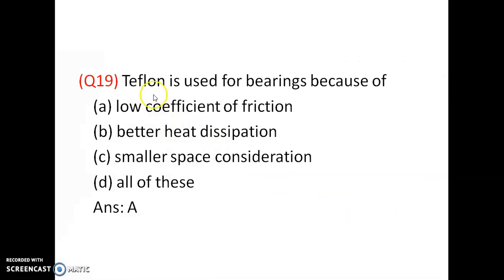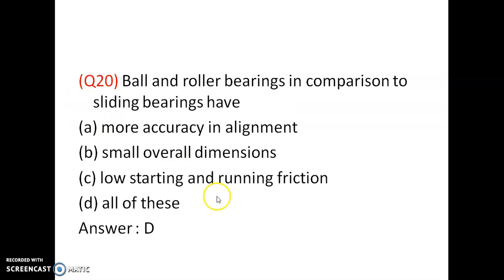Teflon is used for bearings because of, options: low coefficient of friction, better heat dissipation, smaller space consideration, all of these. But the option is low coefficient of friction. Teflon has a low coefficient of friction, so it has been used in bearings.